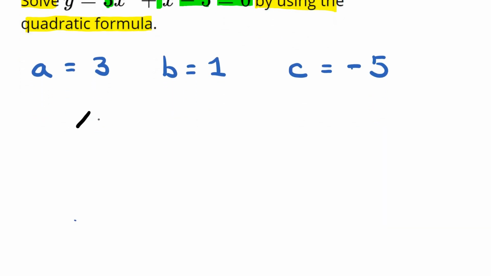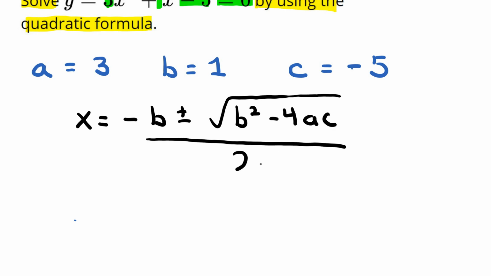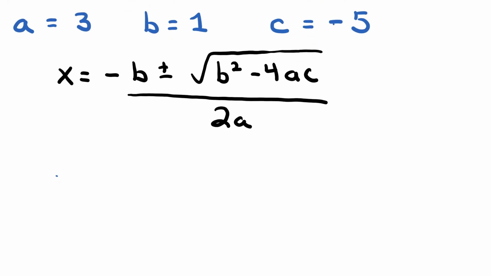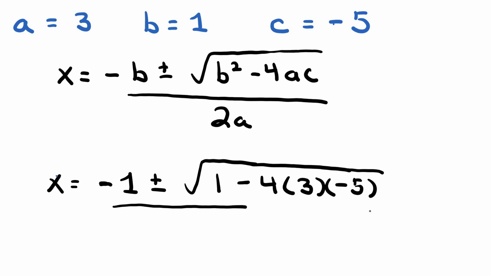After that, I would write out the quadratic formula, which is x equals -b plus or minus the square root of b squared minus 4ac, all divided by 2a. And then just plug in the numbers here, and x would equal -b, which is -1, plus or minus the square root. Well, b squared is 1 squared, which is 1, minus 4 times the value of a, which is 3, and the value of c is -5, all divided by 2a.